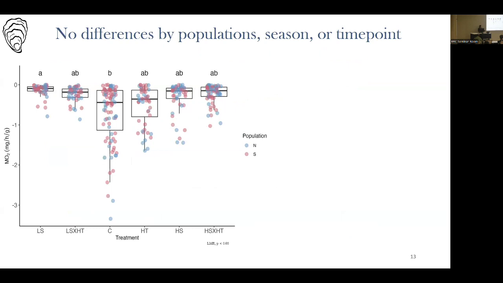Okay, so now let's get into some of our treatments. We did not see any differences by population, season, or time point. So I put all of that data together here. We just have our treatments on our x-axis, but I did still keep the north and south populations denoted by the blue and the red dots. Again, metabolic oxygen on our y, and the treatments are going from low salinity to low salinity, high temperature, the control and high temperature treatments here, and then our high salinity all the way to the right.